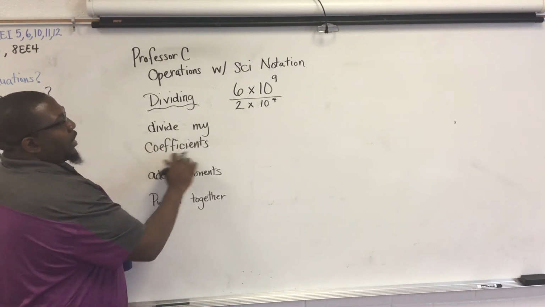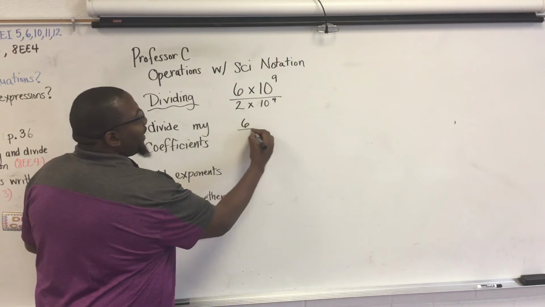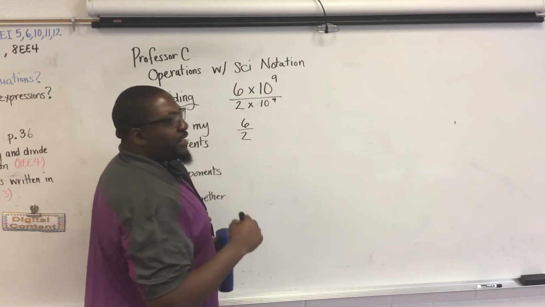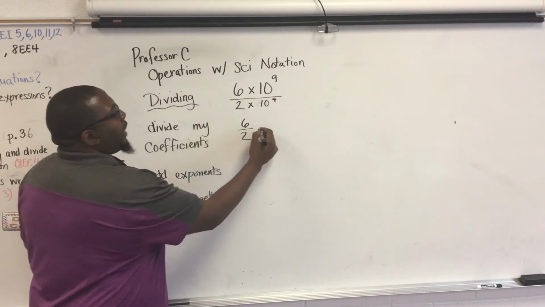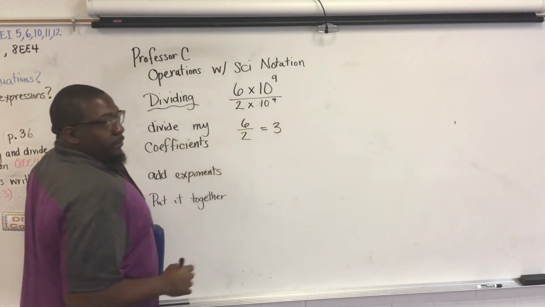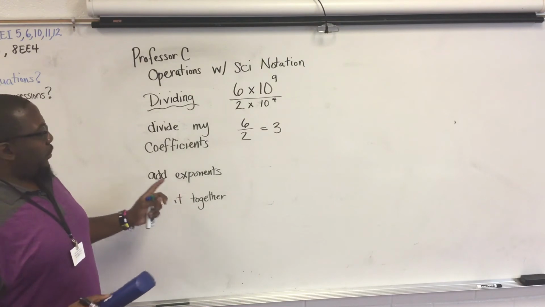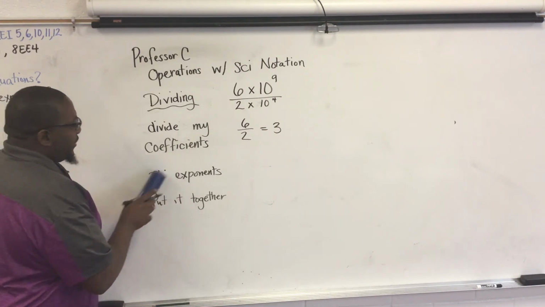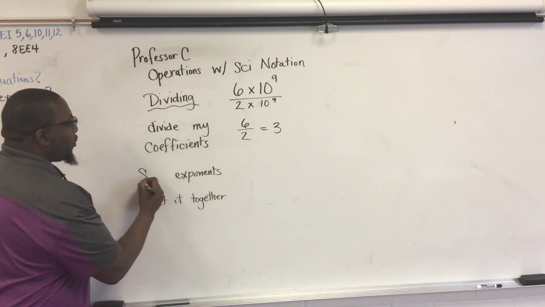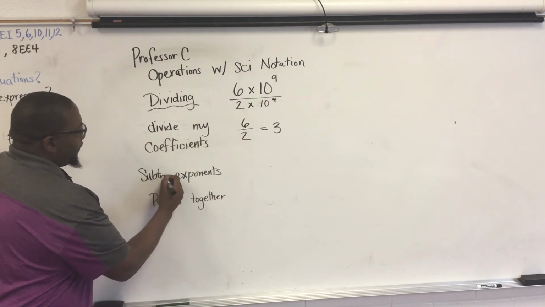And when I divide my coefficients, I want to write that down so I can see it every time. Okay? So 6 divided by 2 is 3. Okay? The second part is my exponent rule. I don't want to add this time. I actually want to subtract. That's right.